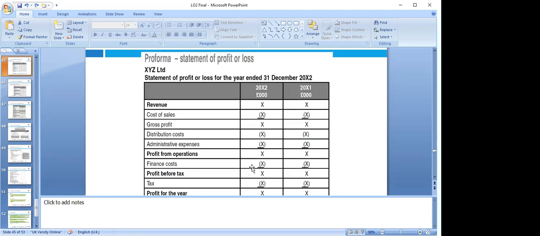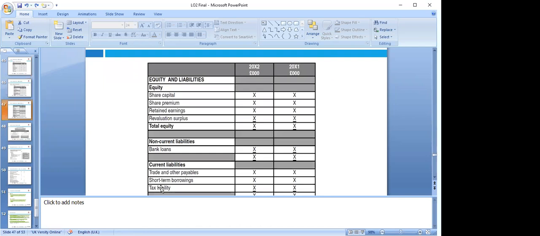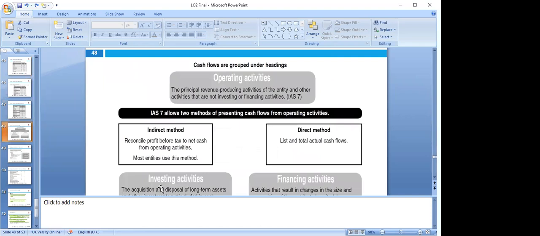Okay, so this is the format, the layout, which we normally follow for companies. Under IAS 1, we can reduce headings, so we put distribution, administrative and all expenses under these, then finance cost, so we can look at profit before and after tax. As we mentioned earlier, the balance sheet will look like this format: intangible, tangible, current assets, and equity and liabilities, non-current liabilities and current liabilities, in this layout.